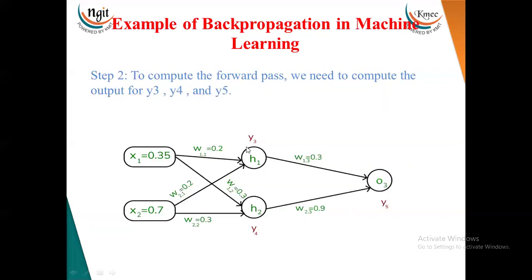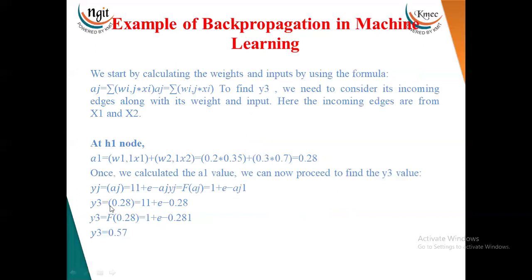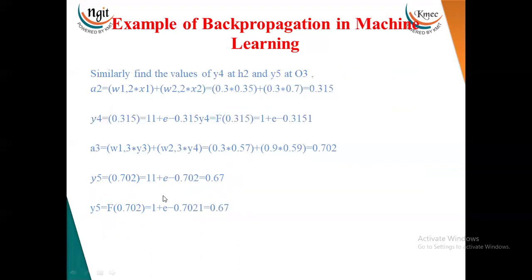Now I got the value, and I have to calculate the Y3 value. So Yj equals f of Aj, which is 1 divided by 1 plus e to the power minus Aj. Simply I'll substitute: in place of Aj, I'm going to add 0.28. When I substitute this, 1 divided by 1 plus e to the power minus 0.28 gives Y3 equal to 0.57. Okay, so simply we are going to substitute. This is related to the H1 node.